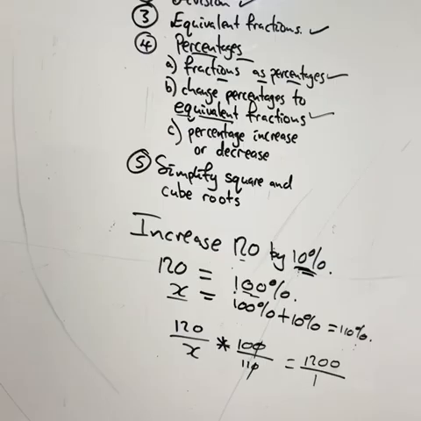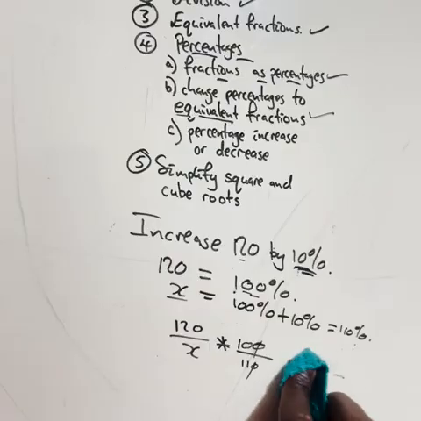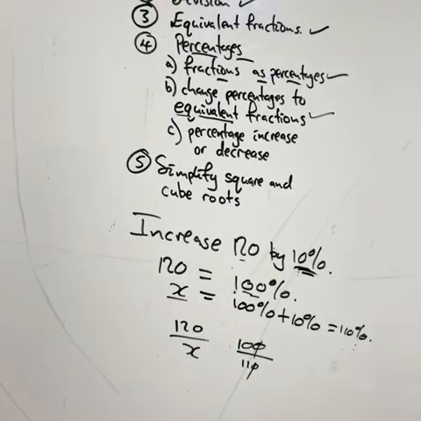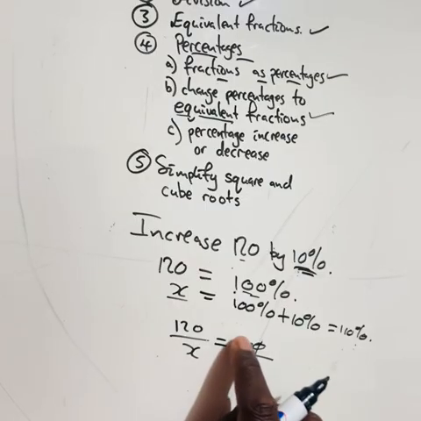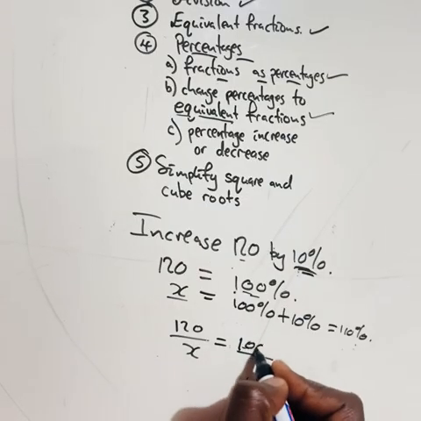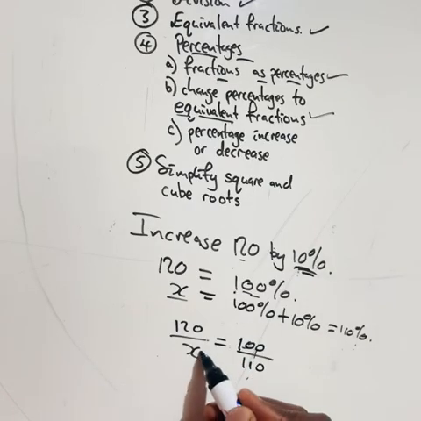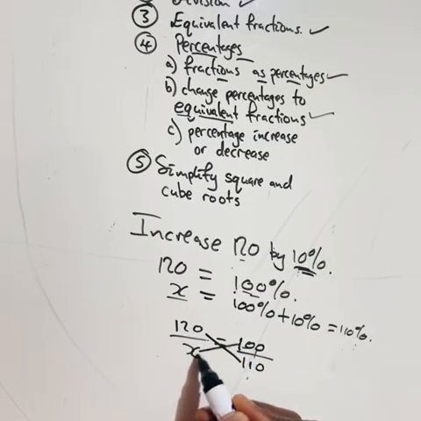I think I made a mistake here. Yes, I made a minor mistake. Let me fix it. So here where I placed the multiplication sign, I was supposed to place an equal sign. In other words, I'm supposed to have 100 over 110.